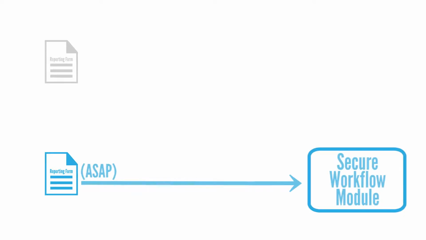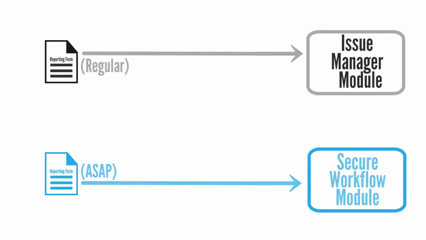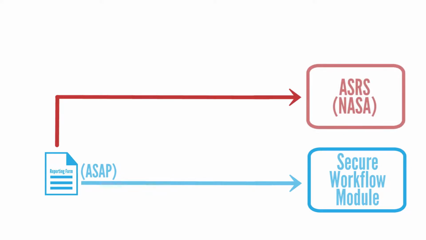Only forms marked for Secure Workflow will be considered ASAP reports. These reports will go directly to the Secure Workflow module for processing after they have been reported. All other reports will not be processed through the Secure Workflow, and they will go straight to the Issue Manager. Submitted reports marked as Secure Workflow, or ASAP, will automatically be sent to ASRS once per day at 11:30 p.m. Pacific Standard Time. You don't need to do anything.